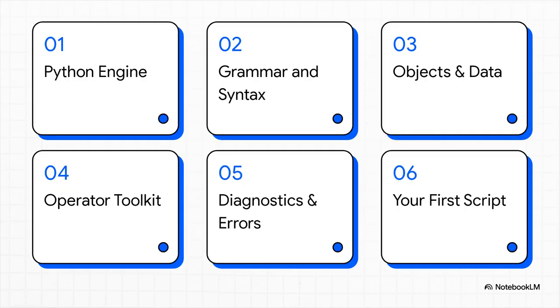Okay, let's take a quick look at our roadmap. We've got 6 crucial steps to construct this understanding. 1. The Python engine. 2. Grammar and syntax. 3. Objects and data ecosystem. 4. The operator toolkit. 5. Diagnostics and error handling. And finally, 6. Building your first script. Let's dive in.